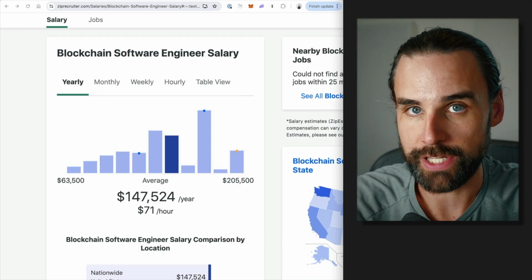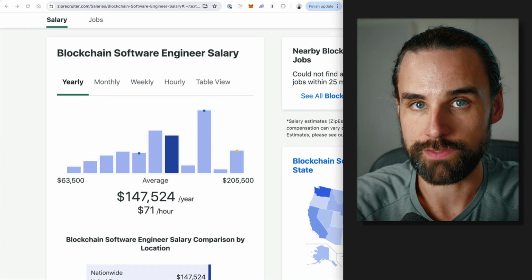All right, so let's get into this. Let's talk about 7 different ways to make money as a blockchain developer in 2024. So way number one is pretty obvious, but it's to get a blockchain developer job.